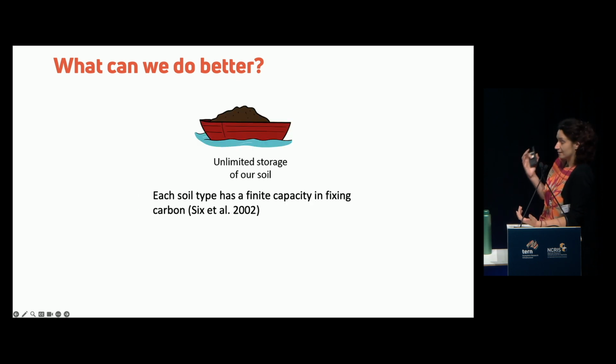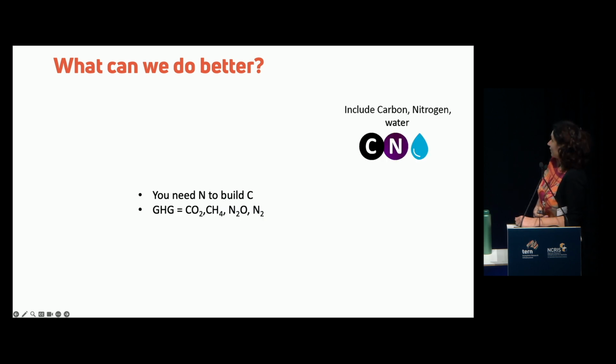The second one is to define a maximum capacity. Soil cannot store infinite carbon or nutrients, despite most of the models currently doing so. So we are trying to understand what this maximum capacity is and how it is affected across the landscape. The third one, as I said, is greenhouse gas emission, like the presentation before, which is not just CO2, but a mix of gases. It's solid science now that you need nitrogen to build carbon, and water is very important because it drives what type of reaction happens.